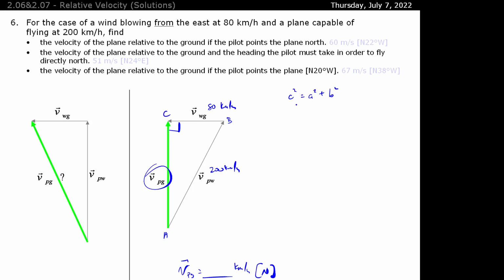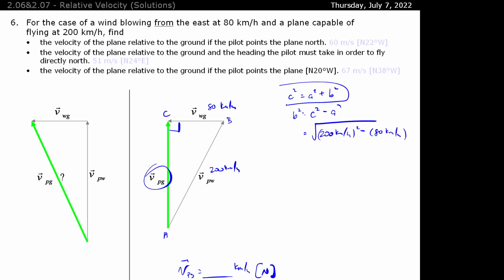Okay. All right, so c squared, what are we trying to look for? We're trying to look for this, which is b. So yeah, I'll just rearrange first. B squared is equal to c squared minus a squared, or that is equal to 200 kilometers per hour squared minus 80 kilometers per hour.